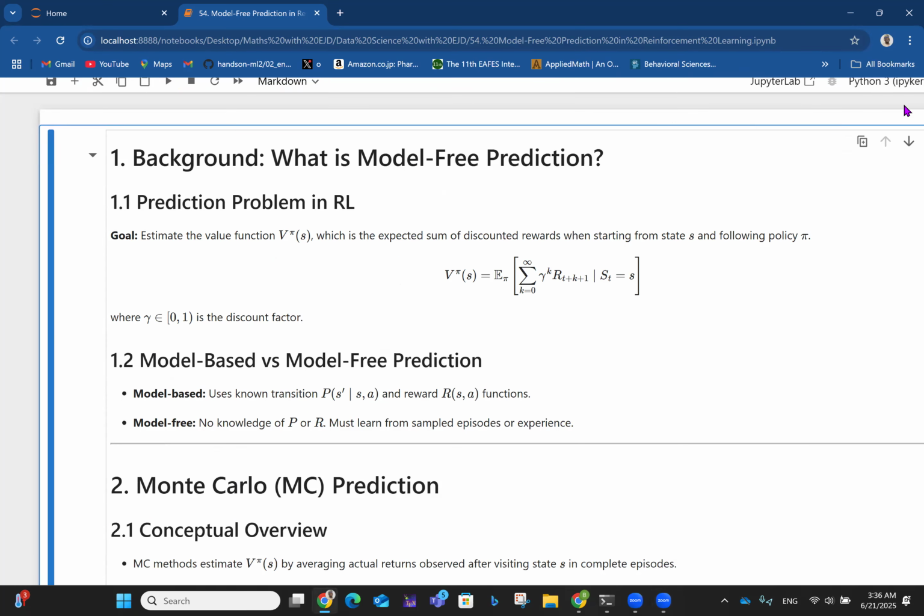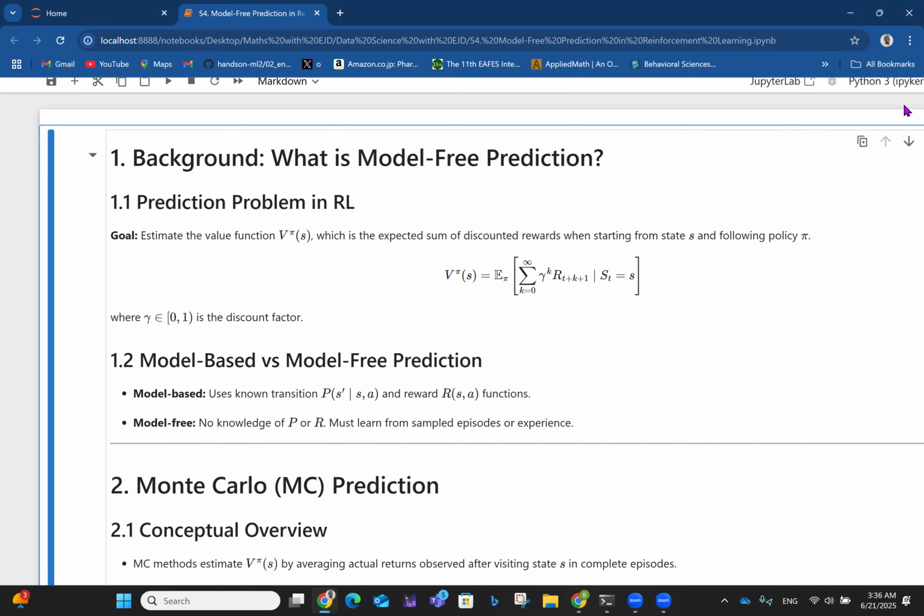What is model-free prediction? It is a prediction problem in reinforcement learning. The goal is to estimate the value function v pi of s, which is the expected sum of discounted rewards when starting from state s and following policy pi. So v pi of s is the expected value under pi of the summation from k equals 0 to infinity of gamma raised to power k times r. Of course, I was trying to remember that from the last video. Gamma is a discount factor, and then we have the reward at t plus k plus 1, given that you have been at state s, that is.